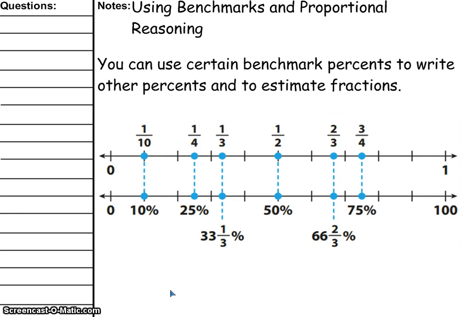The next section we're going to talk about is benchmarks and how we can use benchmarks to help us find the percentage or estimate fractions. So we have two number lines. The first one is from 0 to 1, and you have your fractions, and those are our benchmark fractions: 1/10, 1/4, 1/3, 1/2, 2/3, 3/4, and 1/2. Right below that we have 0 to 100%, and then we have the percentage benchmarks right below their fraction benchmark. Take some time to study these benchmarks so that you have them in your head.